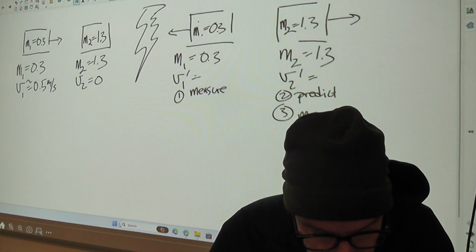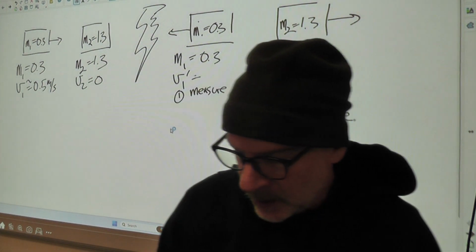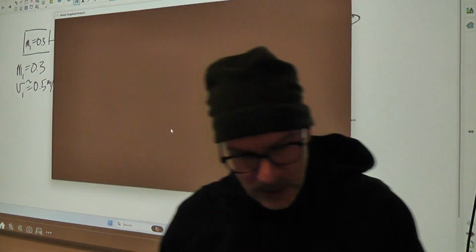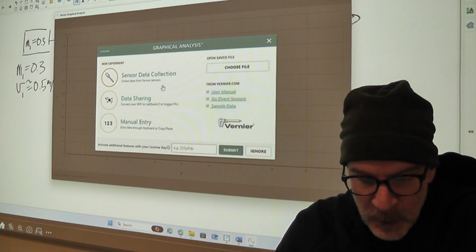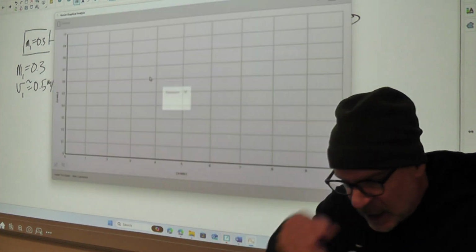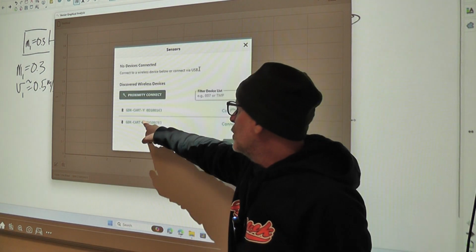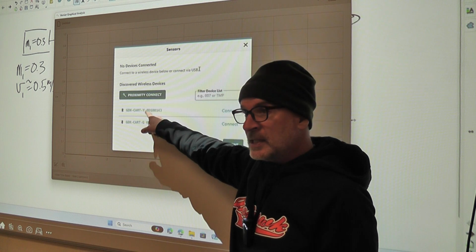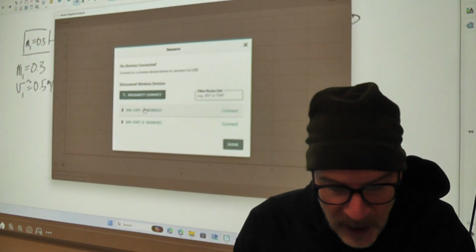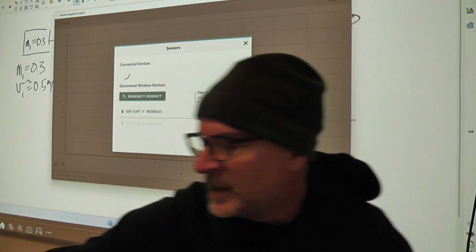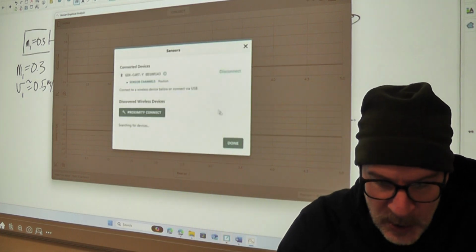All right, so let's get graphical analysis up and running, and if you do this the way that I did, what you're going to see when it scans for devices is the 2 carts nearest you. One is going to be yellow and one is going to be green. They end in Y for yellow, G for green. That's why I call this one yellow, even though to me it looks more green. And that one is green, even though to me it looks more blue.